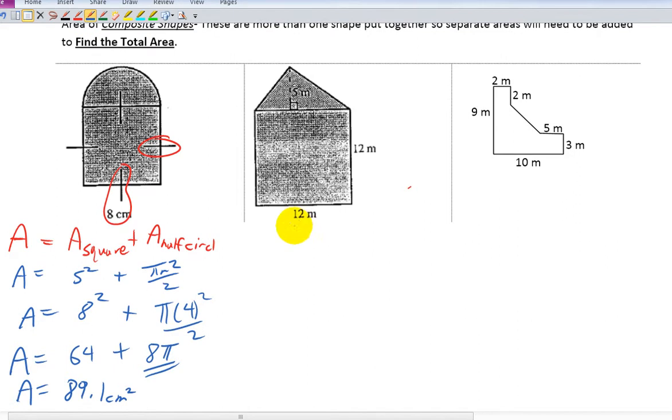Okay. If you want to do them together, you would say the area total equals the area of the square plus the area of the triangle. So I kind of use little subscripts of a square and a triangle. However, if you want to do this separately, you feel free. It doesn't matter to me which way you do it. Go ahead. Try it.